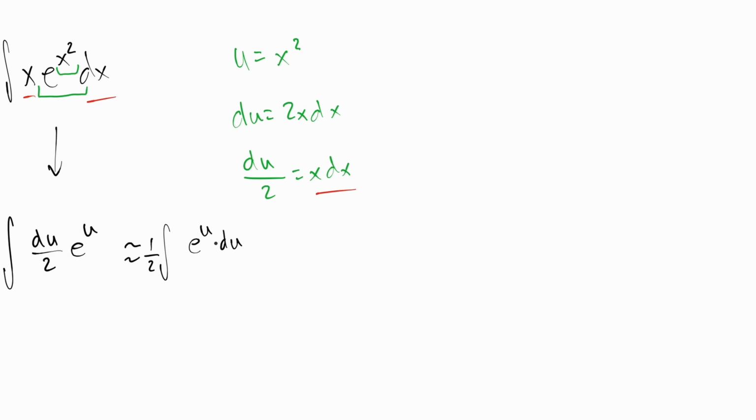And whenever we take the integral of this e^u, or e to anything, it's just going to be itself. So if we write this out, we are going to get e^u over 2, and we want to plug in for our u, so we're going to get e^(x²) divided by 2. And that's going to be our answer for this.